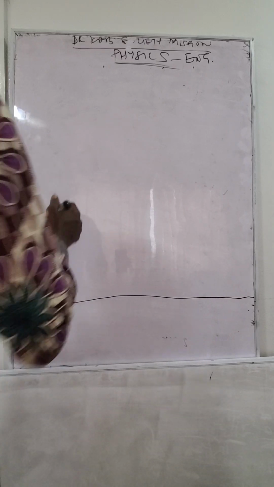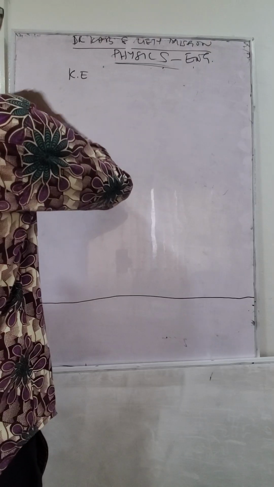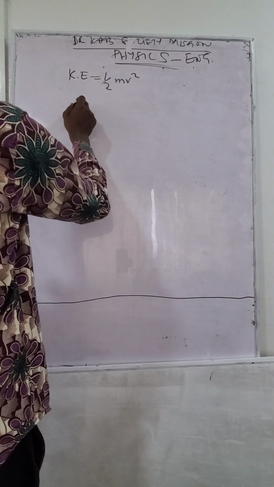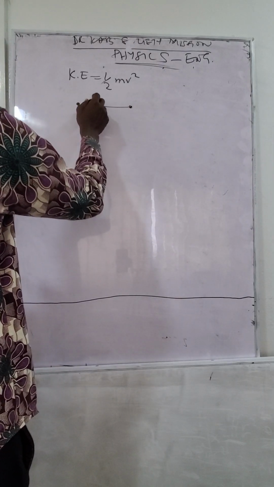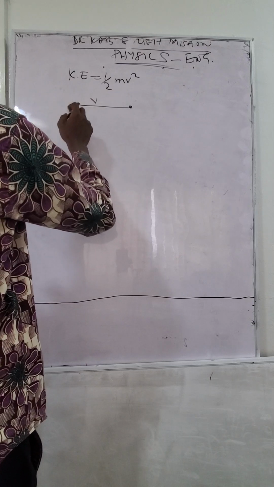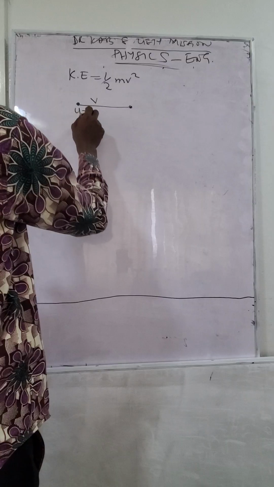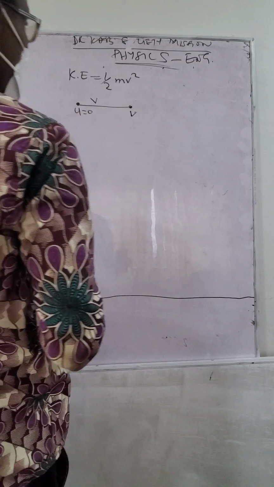Alright, so we found the formula for kinetic energy. We said it's equal to half mv squared, when you move it from here to another point with velocity v, because your initial velocity is 0 and you got v. Okay, then we derived that.